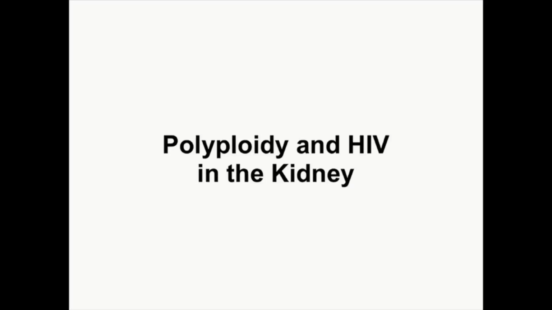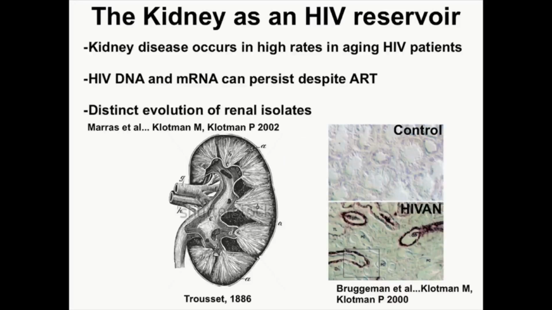And so this led to discussions, first with Mika Luftig, who then referred me to Mary Klotman's lab, who was actively working on a system where after HIV infection, polyploidy became present in the kidney. And so it's through work from the Klotman lab and others that it's appreciated that the kidney is an important reservoir in HIV. This came out of observation in the clinic that kidney disease can occur in high rates in aging HIV patients, and that even despite antiretroviral therapy, you can see the nucleic acid from the virus in the kidney of these patients, suggesting there's a latent viral response here.